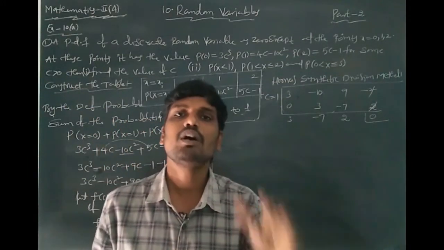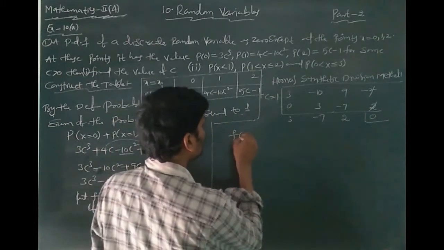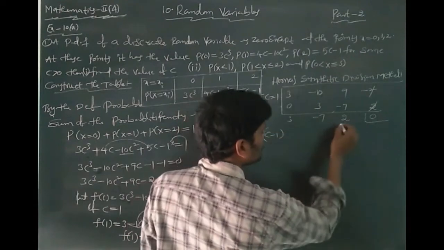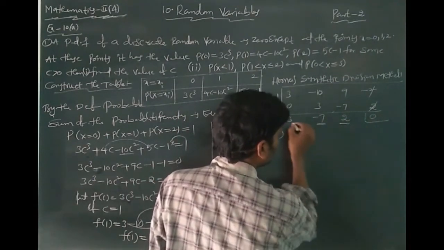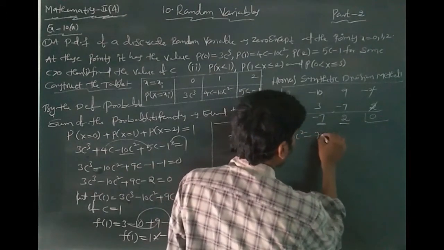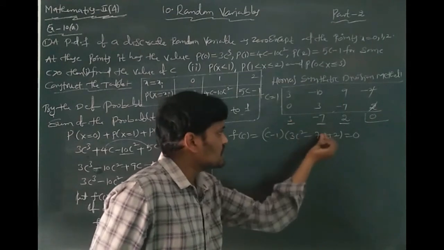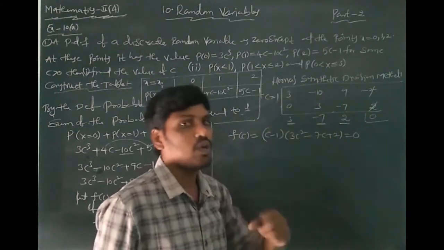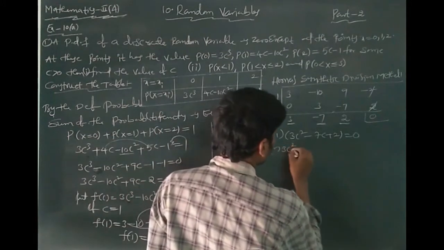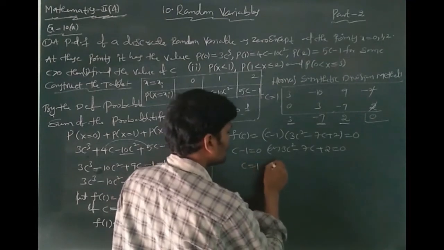If the remainder is not equal to 0, that is the wrong answer. Understood or not? After that, f of C equal to 0 has the factor C equal to 1, nothing but C minus 1. This is the constant coefficient of C. For the coefficient of C square, you can write 3C square minus 7C plus 2 equal to 0. The C square coefficient is 3, the C coefficient is minus 7, the constant is 2. So C minus 1 equal to 0 or 3C square minus 7C plus 2 equal to 0. Here C value is 1.